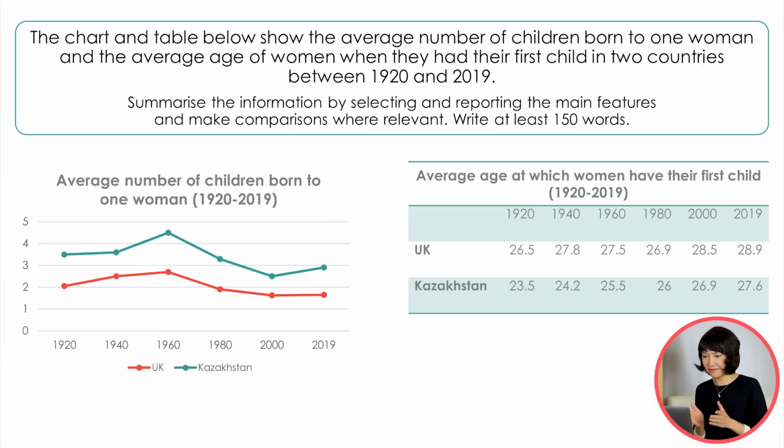The table is average age at which women had their first child. And we have the same time period and the same countries. So that's when women gave birth to their first child. So we have a chart and a table in our task. It's quite a common combination today.